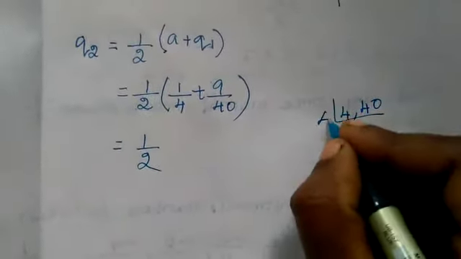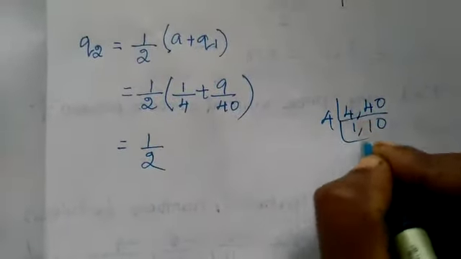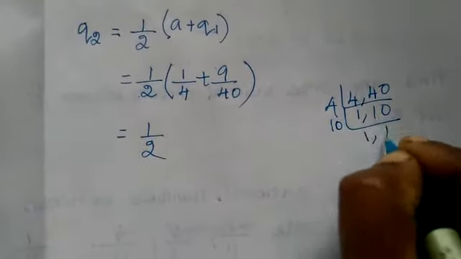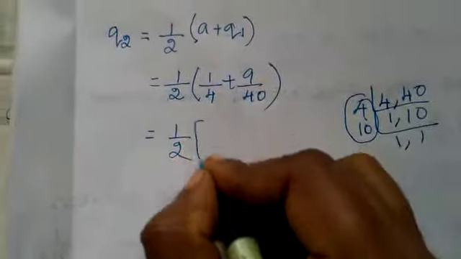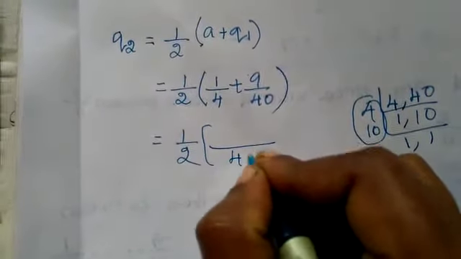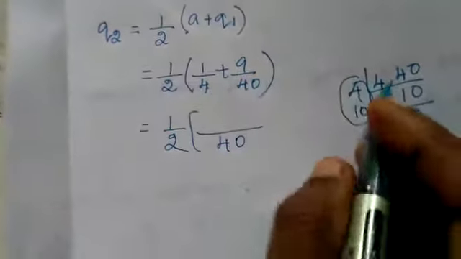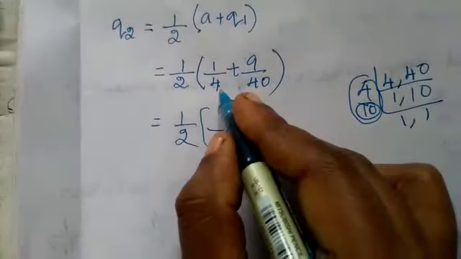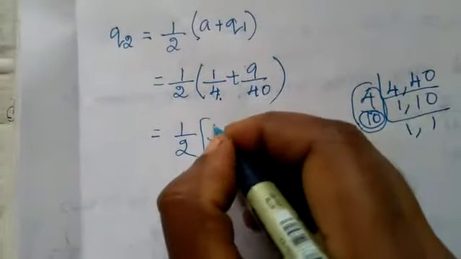The LCM is 40. Now 4 tens are 40, and 10 ones are 10. So what is the LCM? 40. This number is multiplied by which number? 10. Okay, 4 is here, so we multiply by 10.